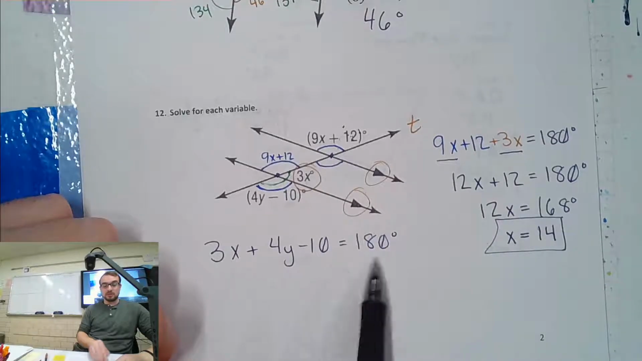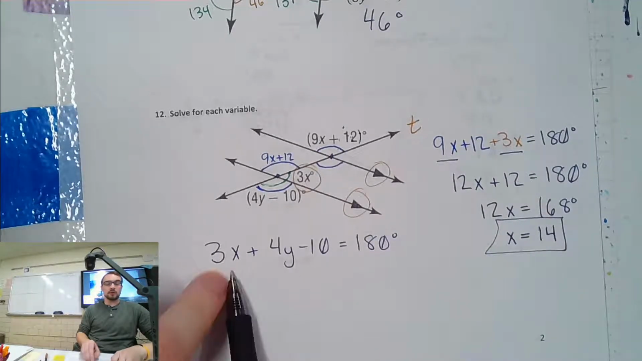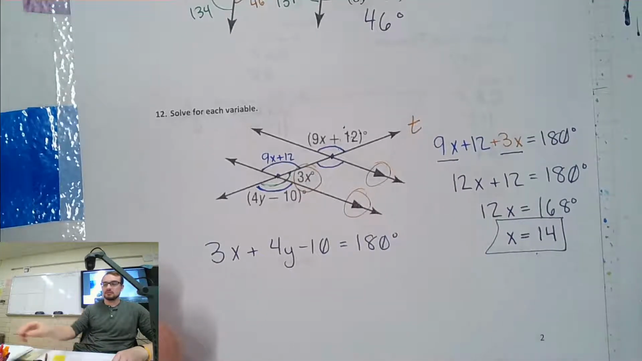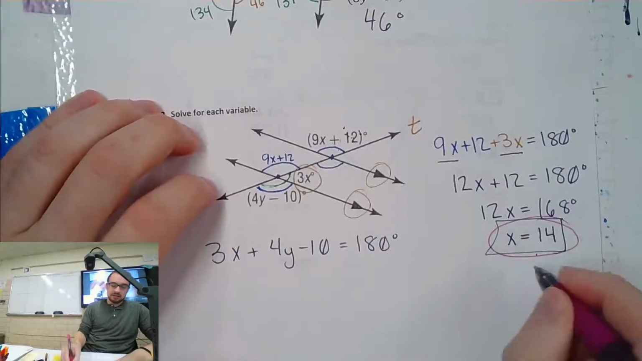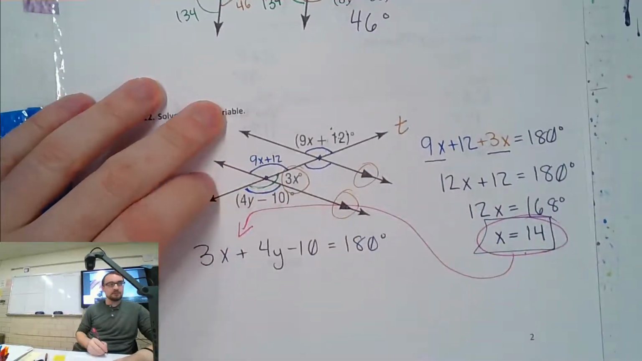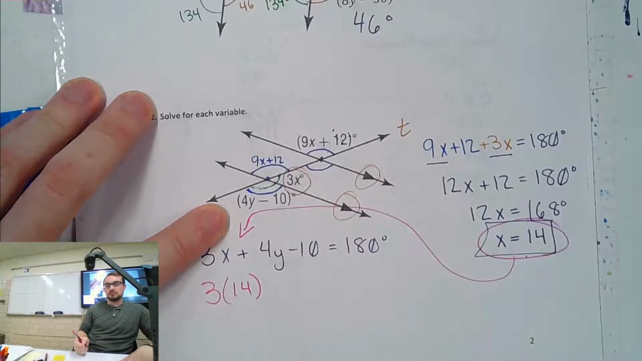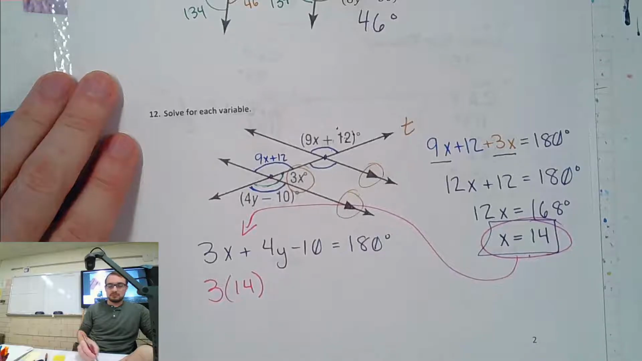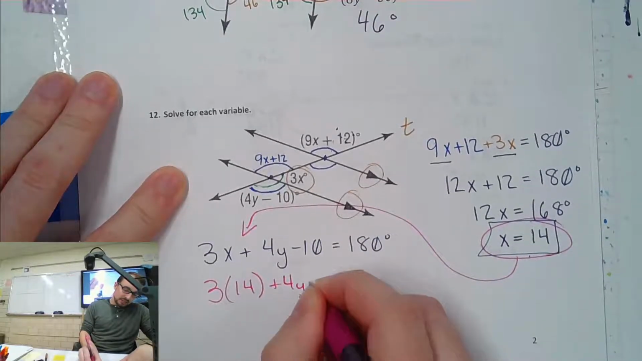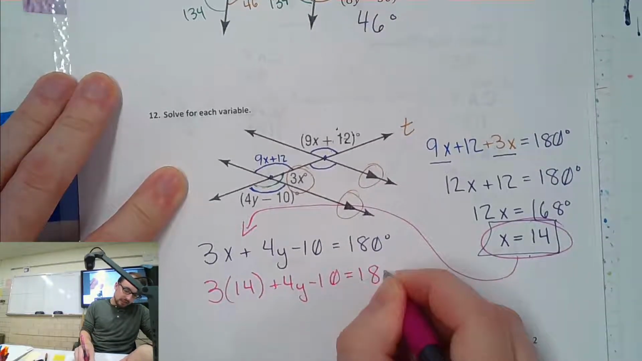Now, normally this would not be solvable, right? We have two different variables, one equation. But we know what x is, right? So now we can take that and plug it in there. So we have 3 times 14 instead of x, right? Plus 4y minus 10 equals 180.